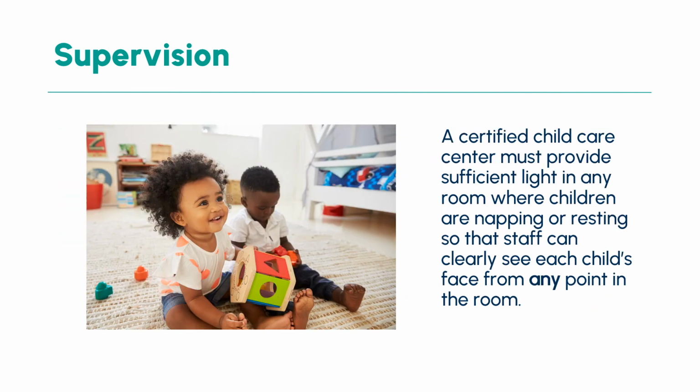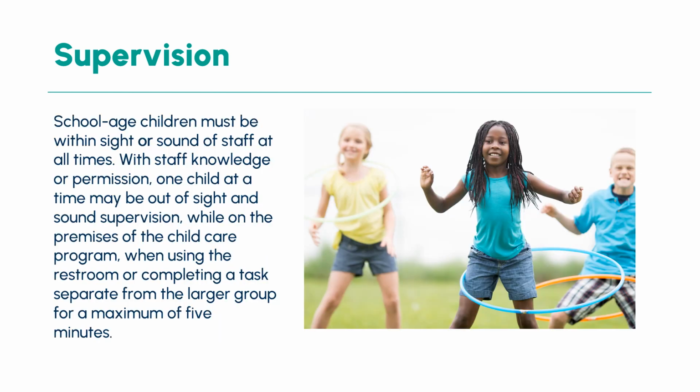A certified child care center must provide sufficient light in any room where children are napping or resting so that staff can clearly see each child's face from any point in the room. School-aged children must be within sight or sound of staff at all times. With staff knowledge or permission, one child at a time may be out of sight and sound supervision while on the premises of the child care program, when using the restroom or completing a task separate from the larger group for a maximum of 5 minutes.